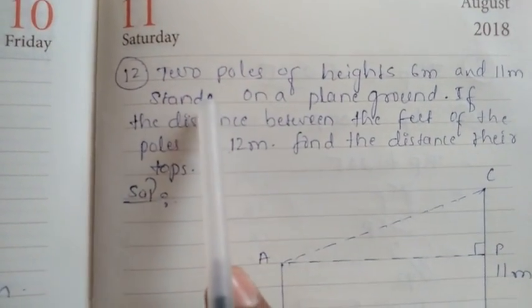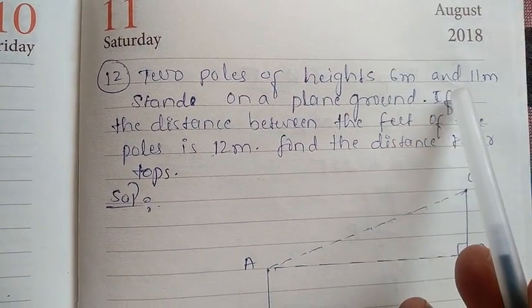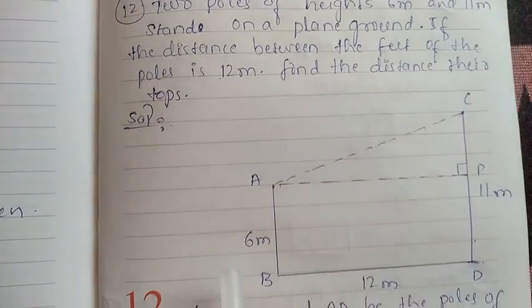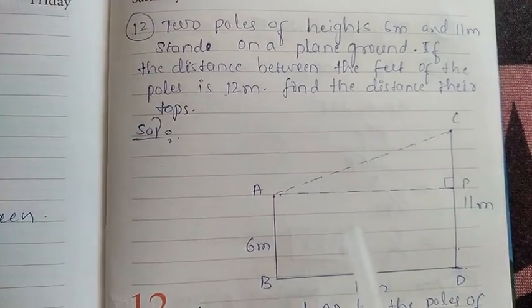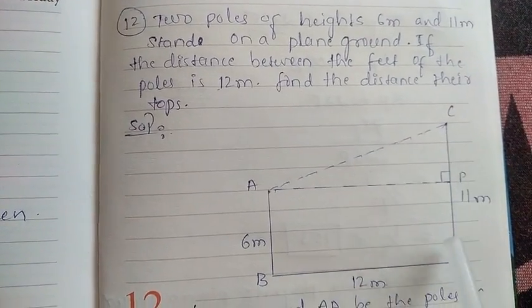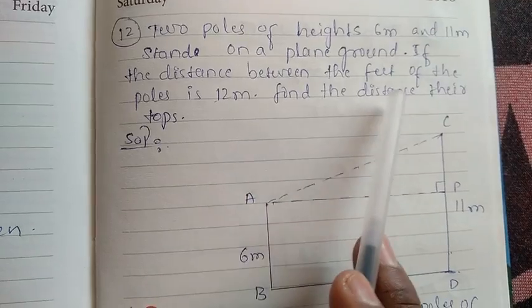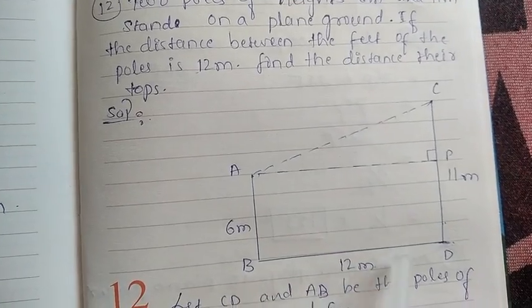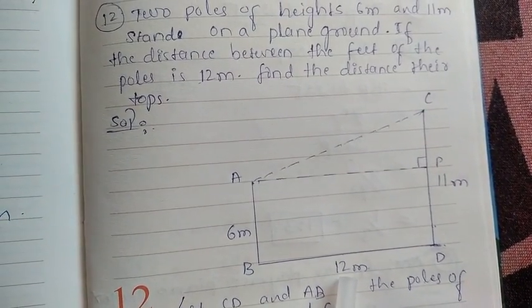See the 12th question. Two poles of heights 6 meter and 11 meter stand on a plain ground. See, two poles are there. I draw the diagram. AB is one pole and CD is the other pole. The height of the first pole is 6 meter and 11 meter is the height of the second pole, that is CD. If the distance between the feet of the poles, feet means base, is 12 meter, that is BD, the distance between the two poles.